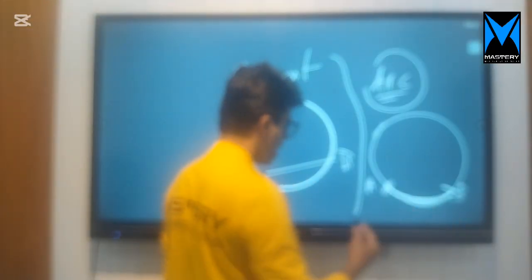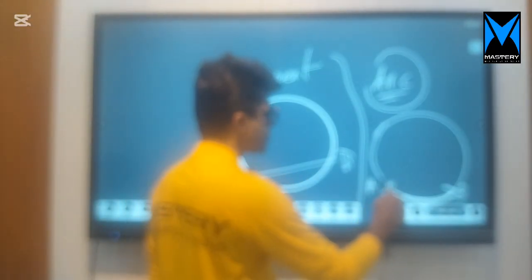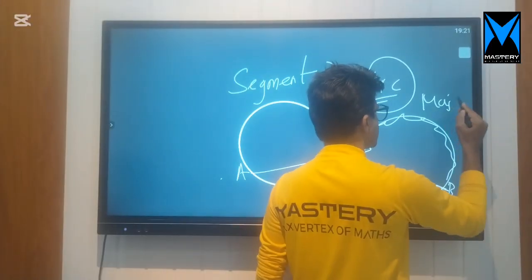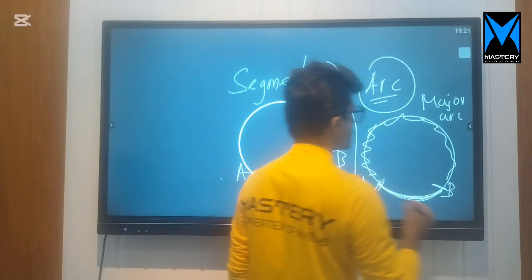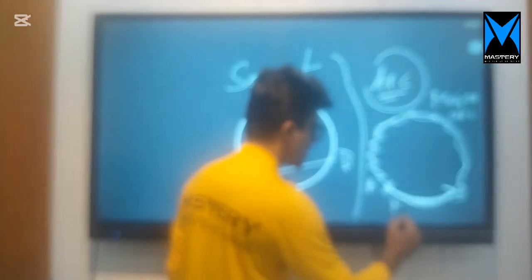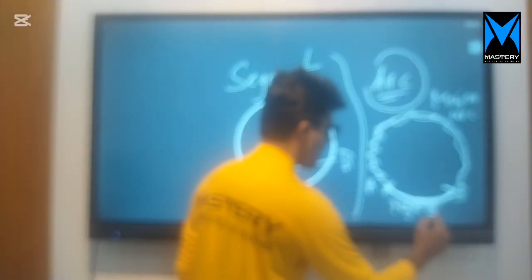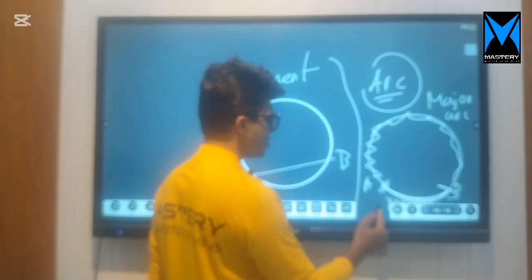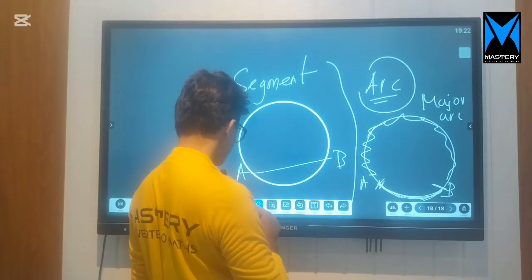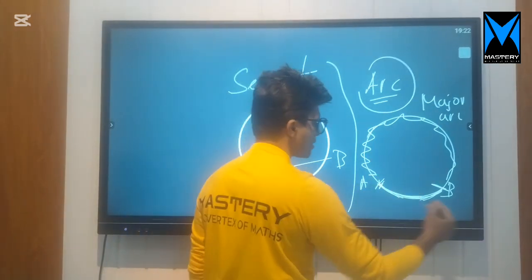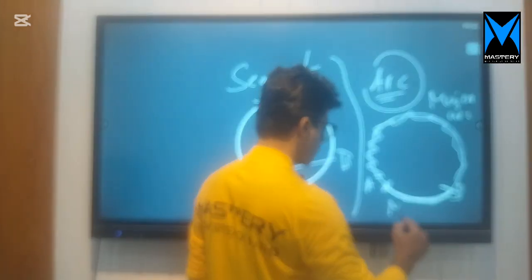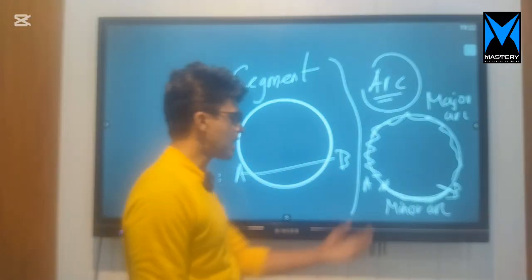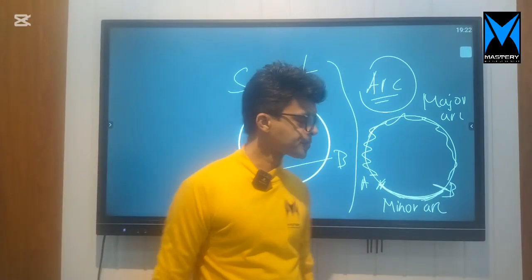Then this is the minor arc. If this is the minor arc, then what is this other part? This should be the major arc. Sorry, extremely sorry. This part is the minor arc, and this is the major arc. Anyway, now you know what an arc is.